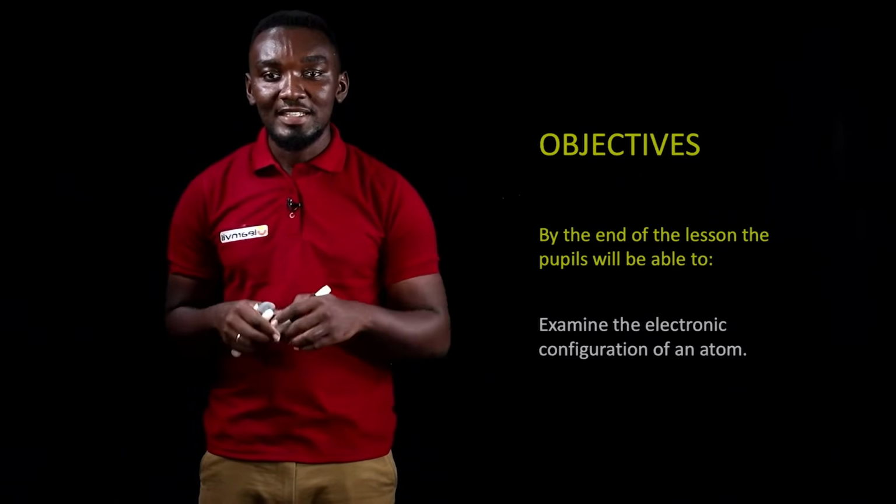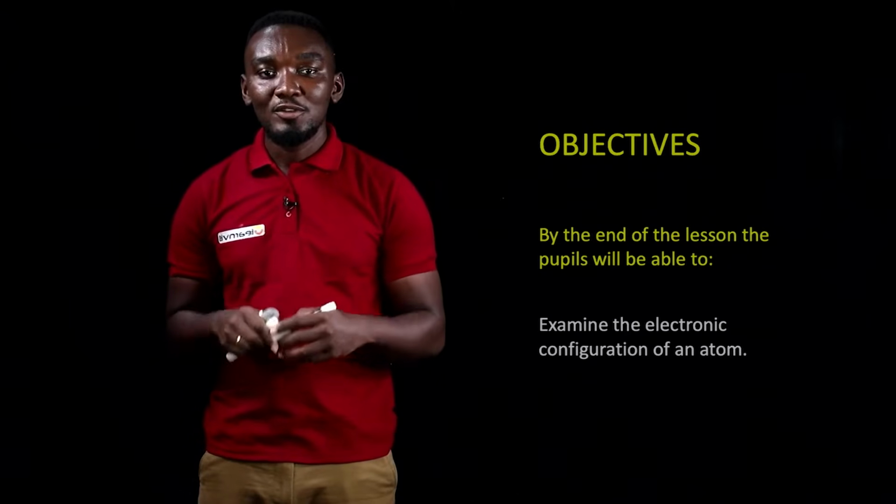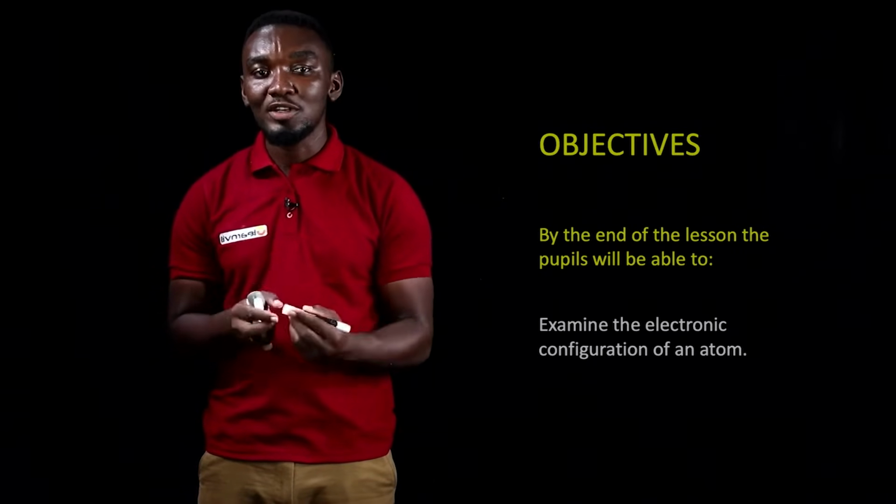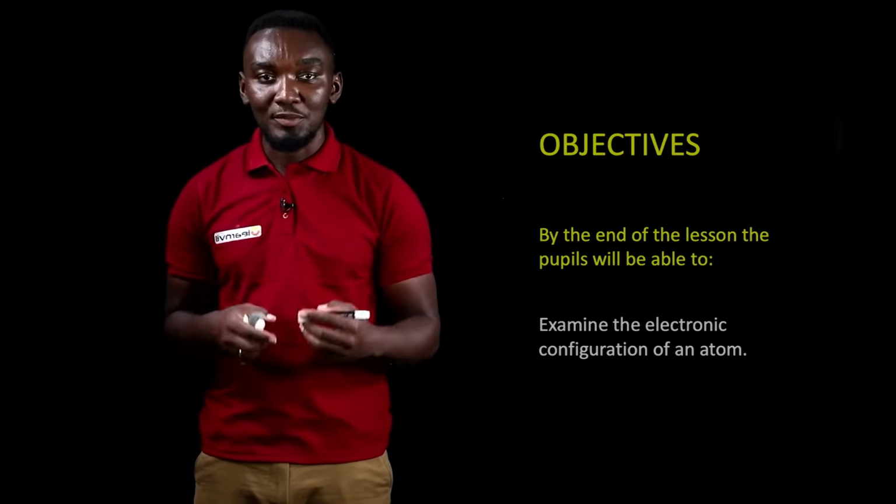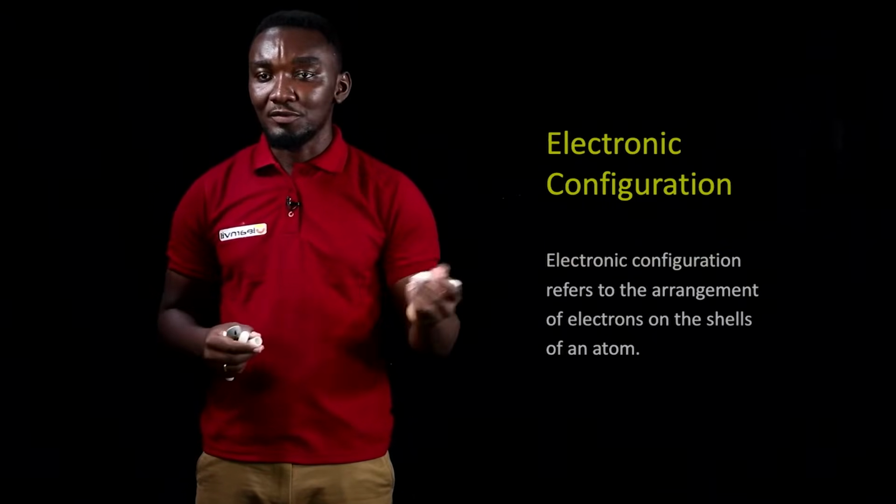So by the end of the lesson, we expect that as a student, you should be able to examine the electronic configuration of an atom. Now, what is the electronic configuration?